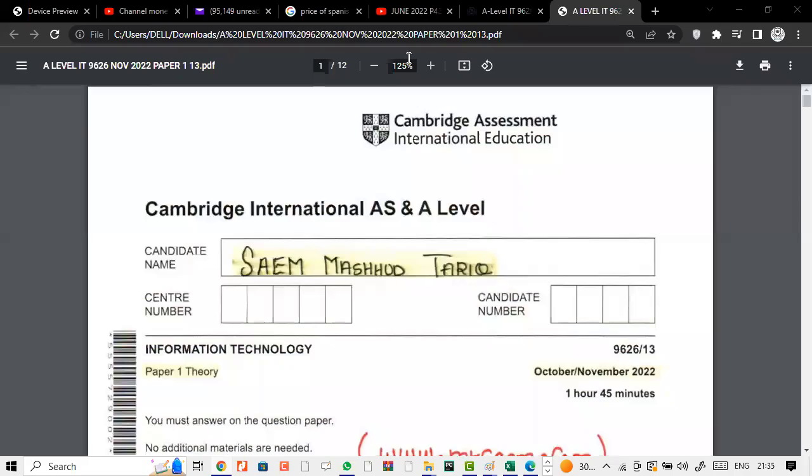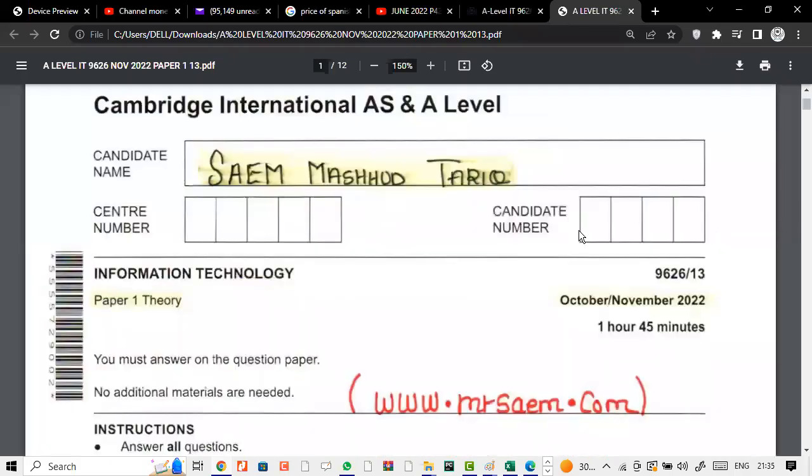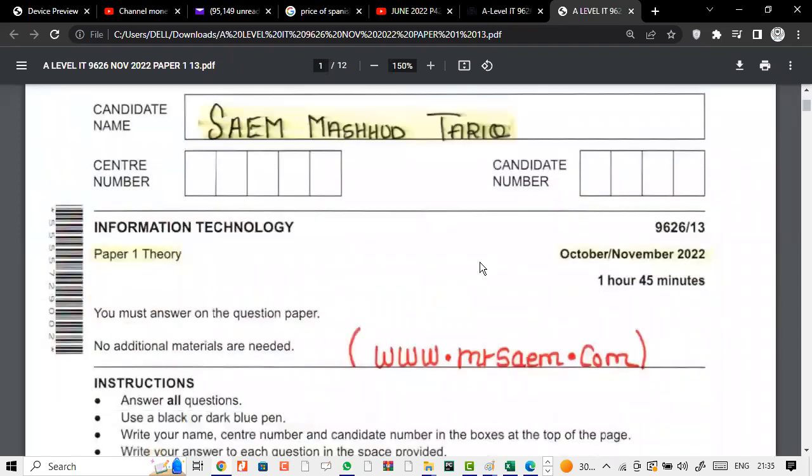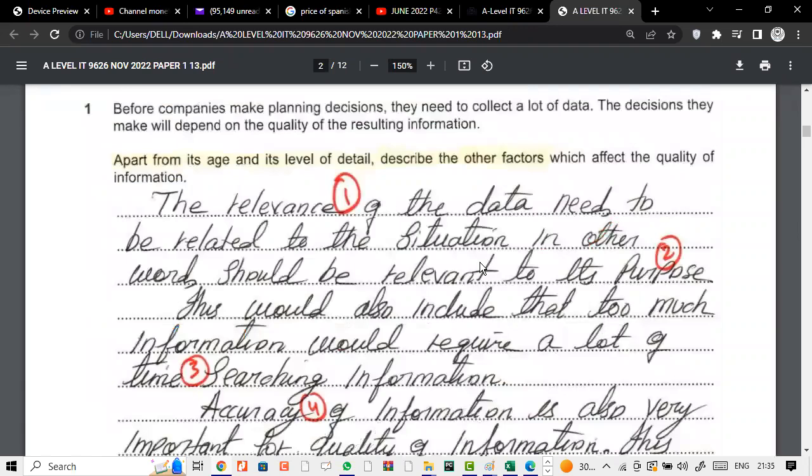Okay, so let's discuss. This is October/November 2022, paper 1-3. It was a really good paper. Let's attempt it. Good questions came in. I've solved it, and I'll share the PDF file with you as well.